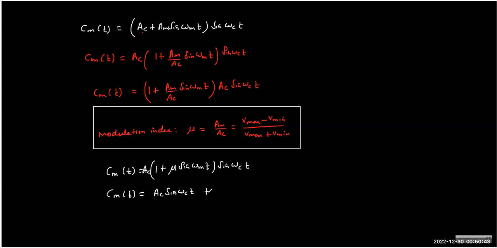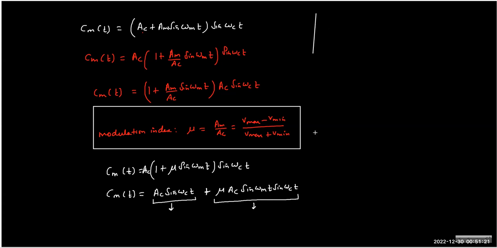The first term shows that when you do modulation, the modulated signal will have superposition of the actual carrier wave, correct? And then the other term is interesting. This is the modulation part, mu AC sine omega m t sine omega c t. This is the modulation you have brought.